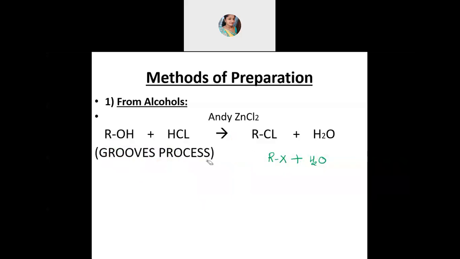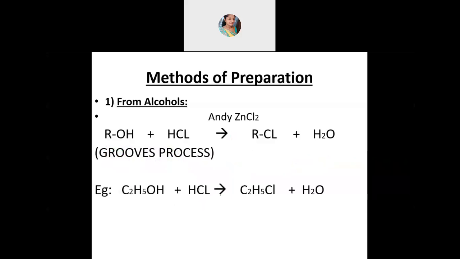Even in your book it is not given. In the book it is not mentioned, so it's better if you mention that this process is called Groove's process. An example is here: C2H5 and OH, that is ethyl alcohol. If you take ethyl alcohol with HCl, it will give you ethyl chloride, and water will be formed.